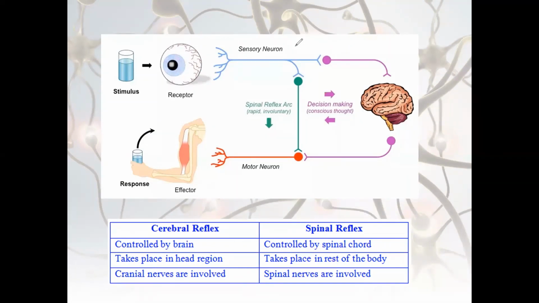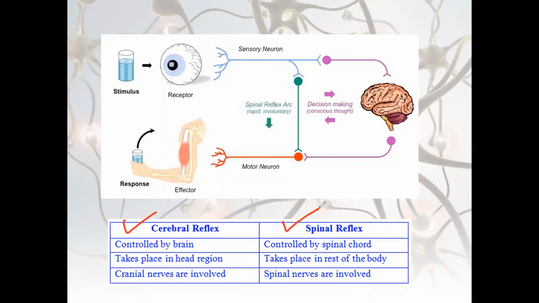Here we will now discuss the difference between cerebral reflex and spinal reflex. Cerebral, that means cranial reflex action. What is that? It's controlled by the brain, takes place in the head region, and cranial nerves are involved. Spinal reflex is controlled by the spinal cord, takes place in the rest of the body, and spinal nerves are involved in it.